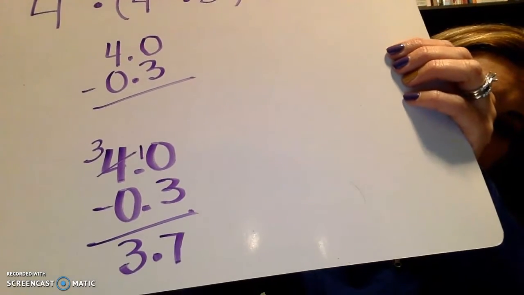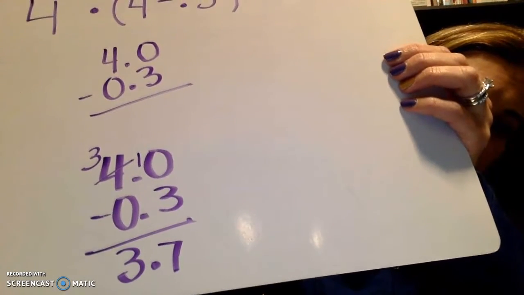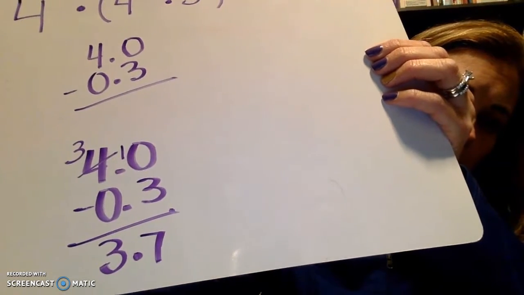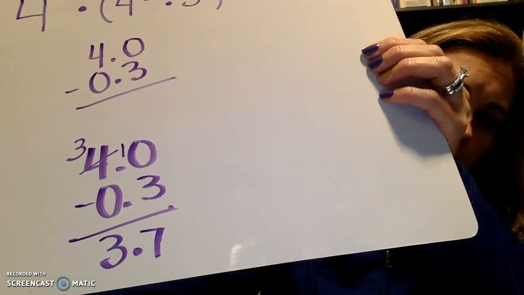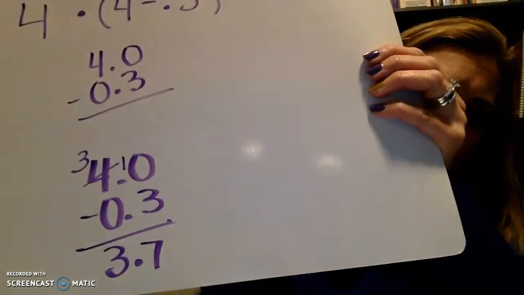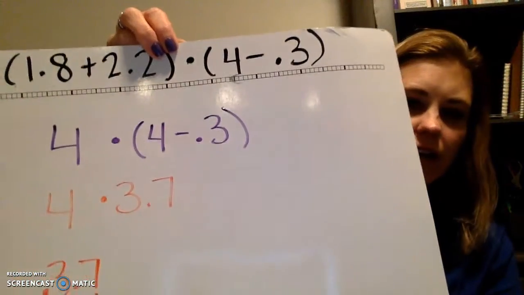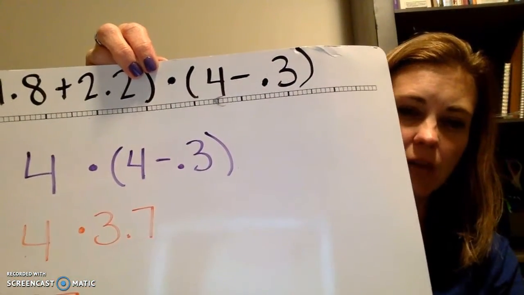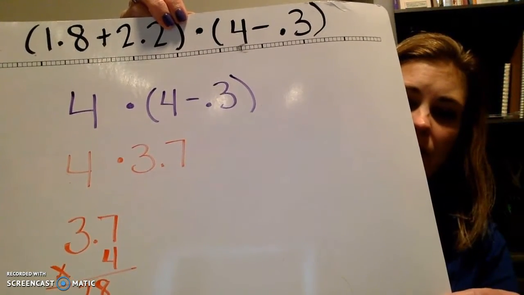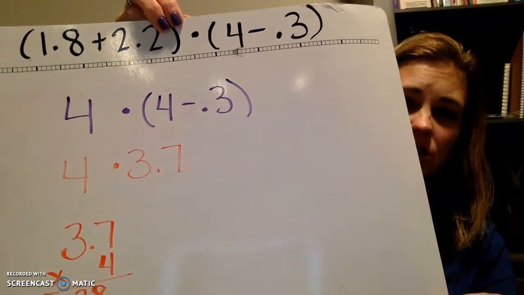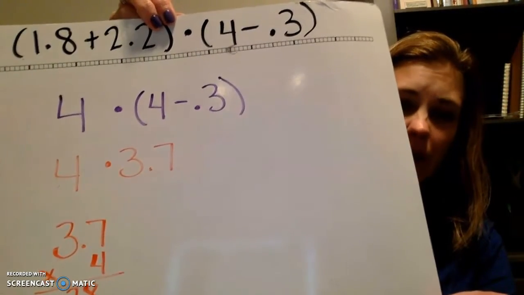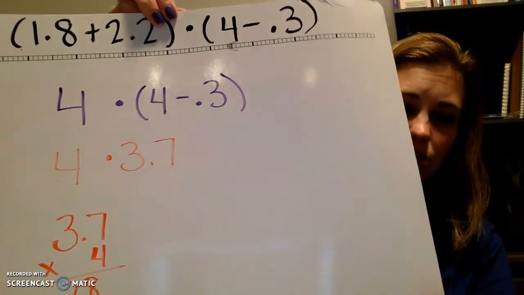I have to change that 0 to a 10, so I need to borrow a 10 from my 4. So I add that 1, and I cross out the 4, and I make it a 3, and then I get 3 and 7 tenths for that answer. All right, now I need to multiply 4 times 3 and 7 tenths. So when I do that, I don't think about the decimal point. Remember, with addition and subtraction, we line up the decimal points. But in multiplication, we can forget about that decimal point and do our multiplication first.